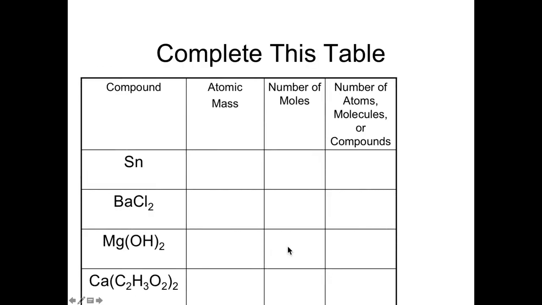So now I have a table for you to complete. I have tin, barium chloride, magnesium hydroxide, and calcium acetate. I want you to calculate the atomic mass. I want you to calculate the number of moles. And I want you to get the number of atoms, molecules, or compounds that this has. Once you fill out this table, pause the video, and then start it again, and we'll go through the table on the next slide.